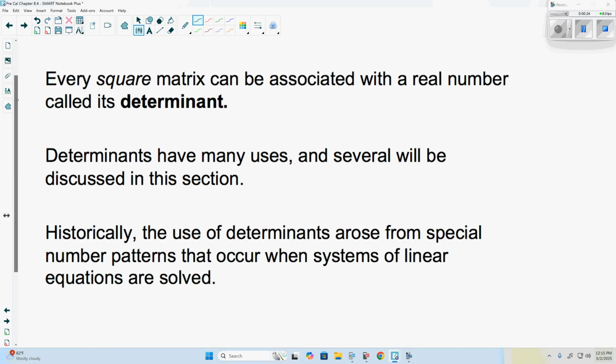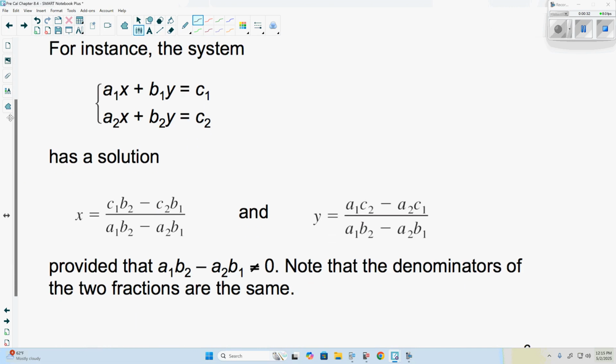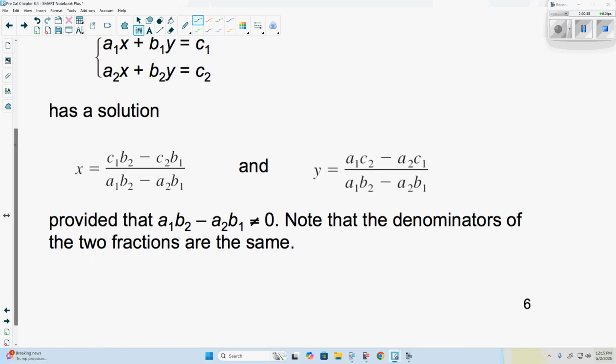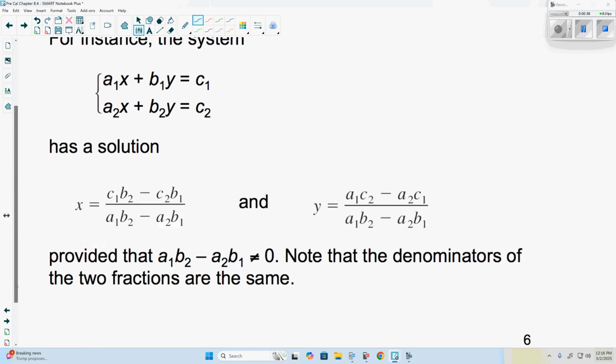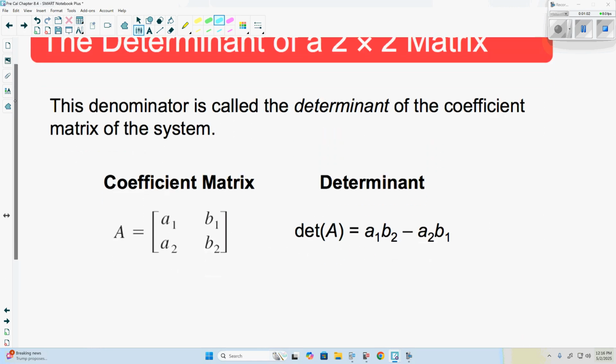Historically, the use of determinants arose from special number patterns that occur when systems of linear equations are solved. For instance, if we have this system, we can solve this for x by taking the determinant of our corresponding matrix of our numbers here, B1, C1, and we can solve for y by taking the determinant of this here, divided by the determinant of our coefficients, our coefficient determinant, which would be these here. And it does give us a solution.